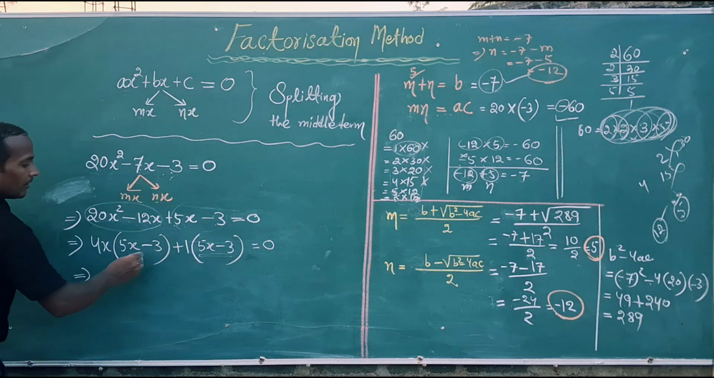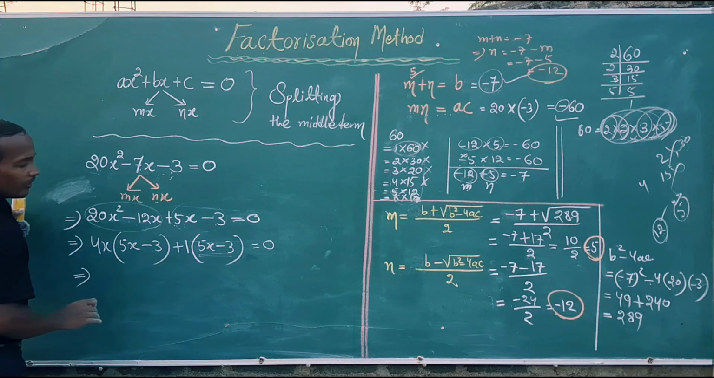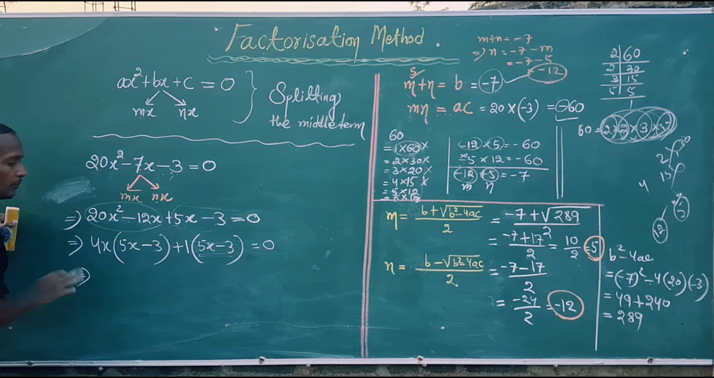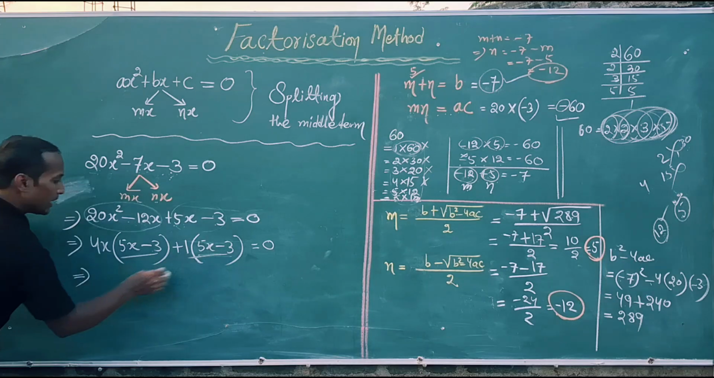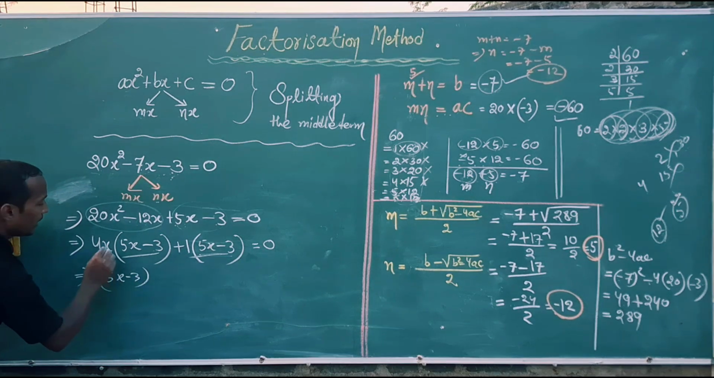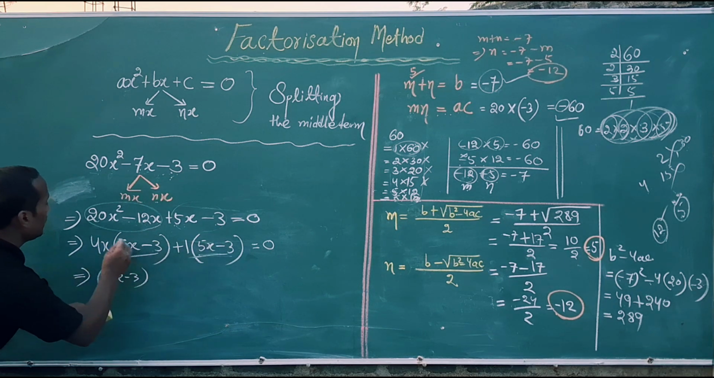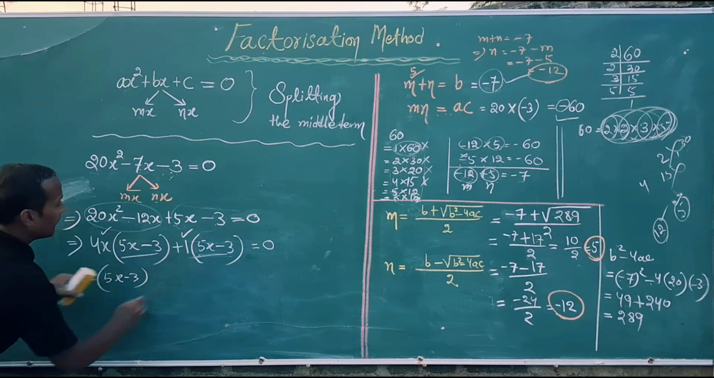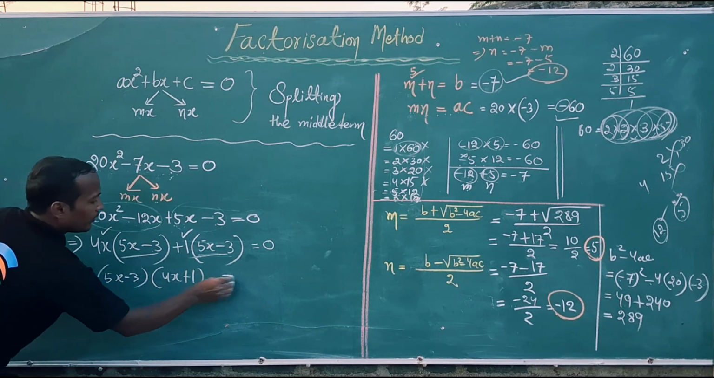No doubt you will get 5x minus 3 as a binomial in both the parts. It is not a surprise because you applied all this. We have already talked about how it works in our previous video when we talked about factorization. Now this binomial will be taken common. So 5x minus 3 is common, and what is left after taking 5x minus 3? If you take 5x minus 3 common, you are left with 4x, and in this part you are left with plus 1. So 4x plus 1 is left, is equal to 0.